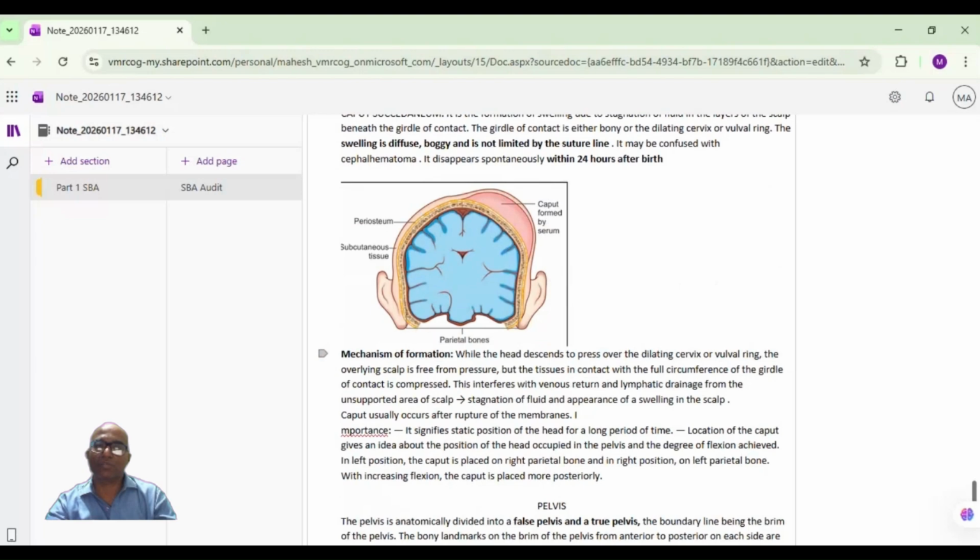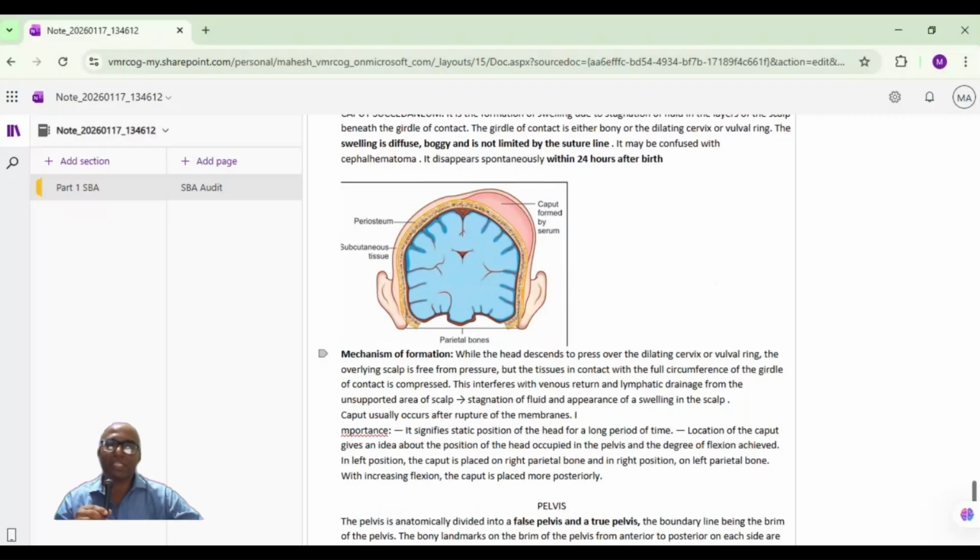So what is the mechanism of formation of this caput? While the head descends to press over the dilating cervix or the vulval ring, the overlying scalp is free from the pressure, but the tissues in contact with the full circumference of the girdle of contact are compressed. Basically there is a blockage of the venous return and lymphatic drainage from the unsupported area of the scalp, leading to the stagnation of fluid and appearance of the swelling in the scalp. Caput usually occurs after the rupture of the membranes.